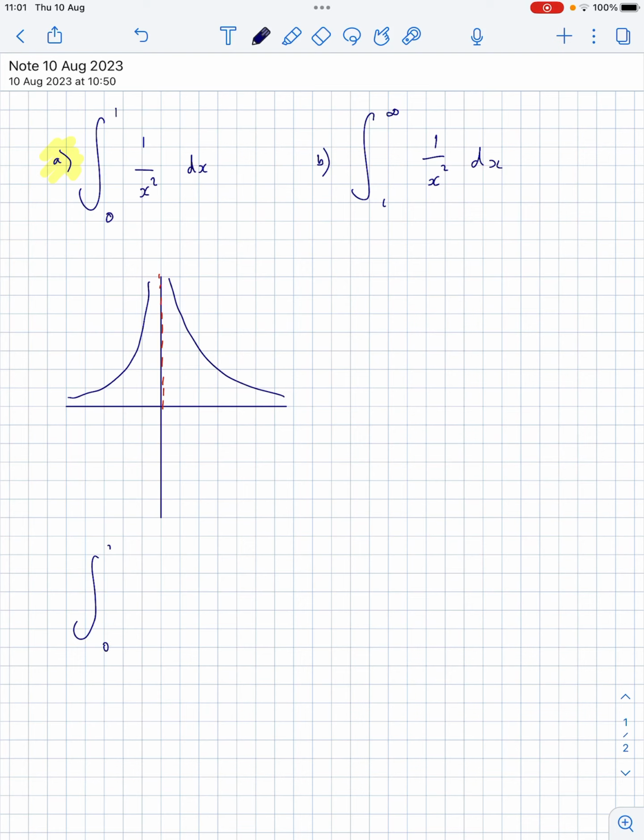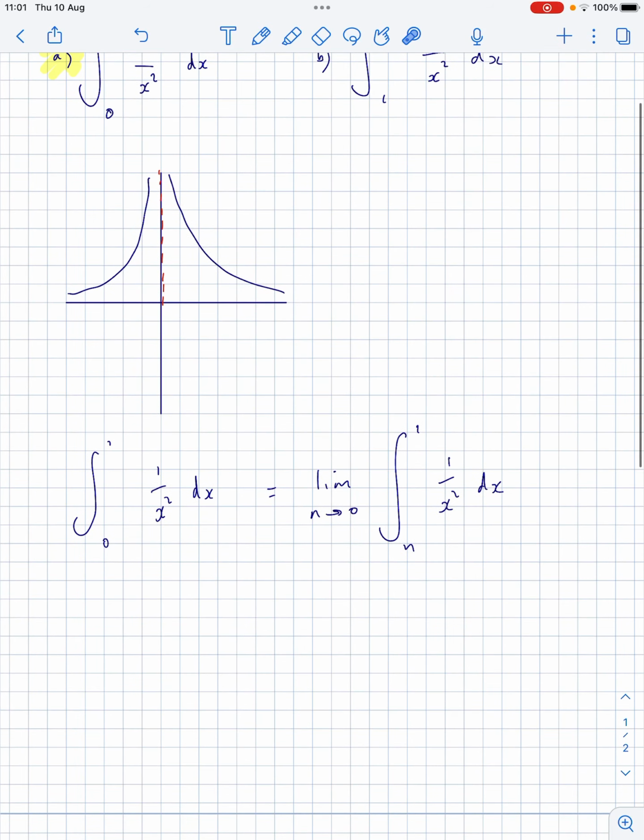So this integral would be the same as if I take the limit when n tends to 0 from n to 1. And that basically means that I can go and do this integration, because I'm going to analyse what happens when n gets closer and closer to 0, and then I'm going to make a conclusion as to whether I can actually get a finite value for this integral, or if it's indefinite, or I just can't find a solution to it.